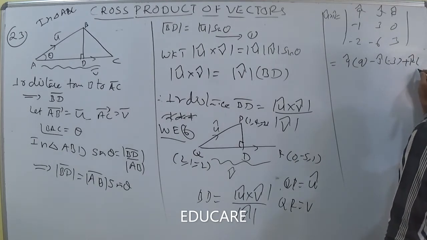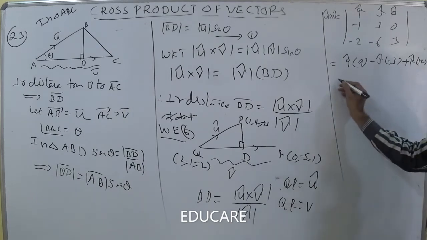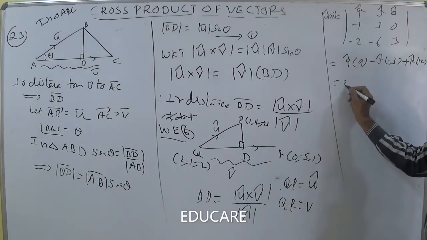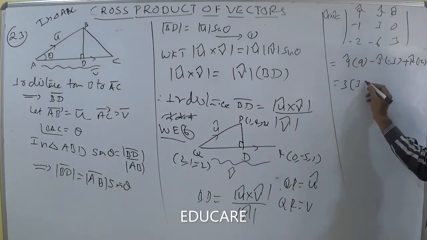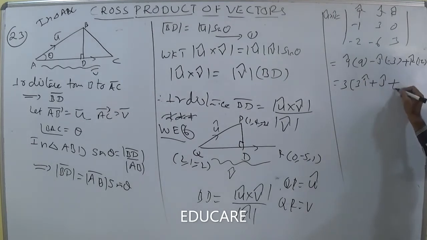k into 6 minus 6 plus 6, here it becomes, so it is 12. This is i cap. If you take 3 common, you can write here 3i plus j plus 4k.